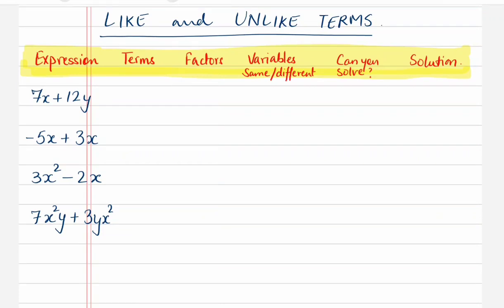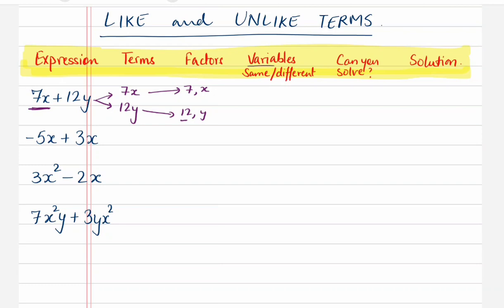Now, from here, we can find that the terms for the first one are 7x and 12y. These are the two terms, right? Now, if we find their factors, it's 7 and x, and here it's 12 and y. The number 12 has other factors as well, but right now we are just doing factors of the terms, right?